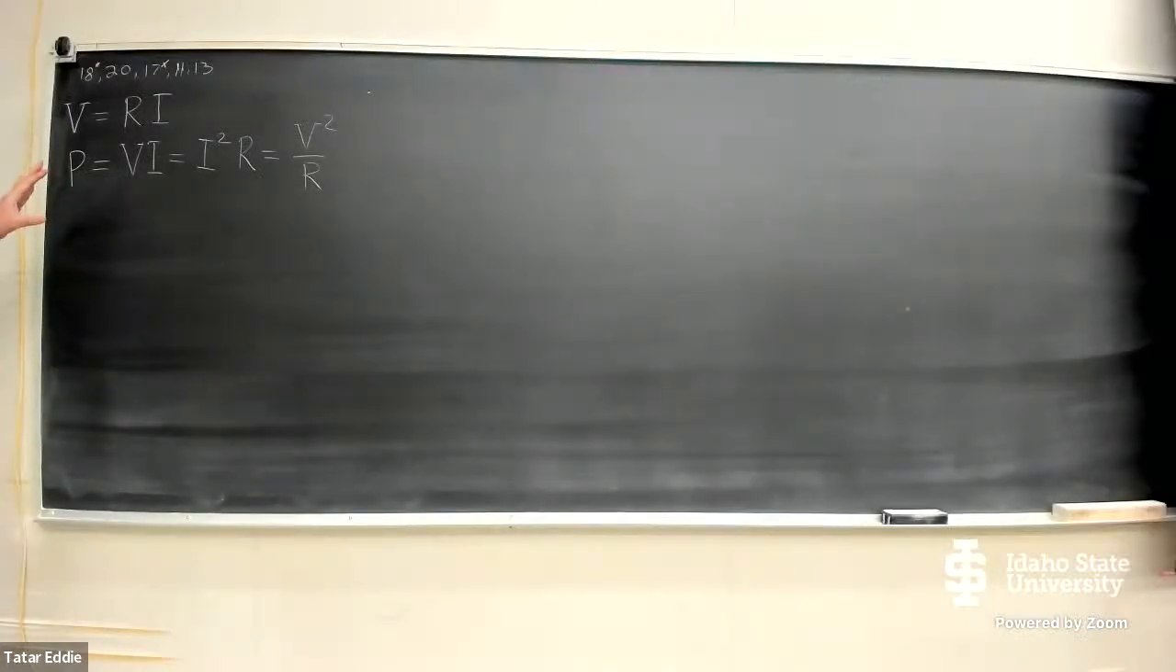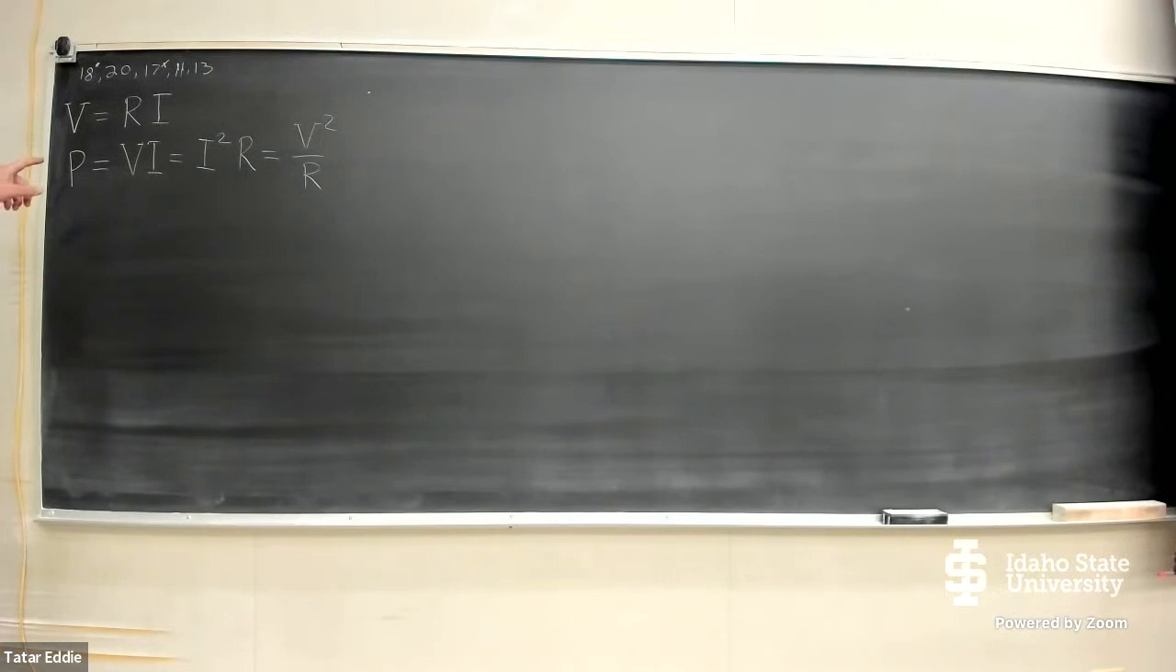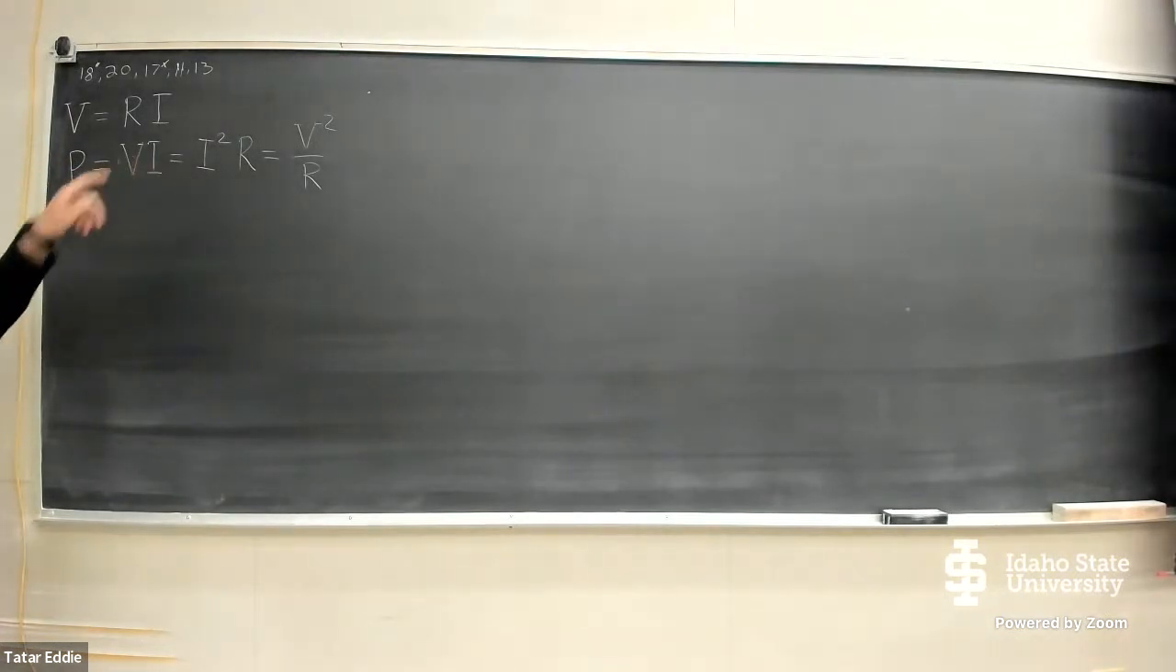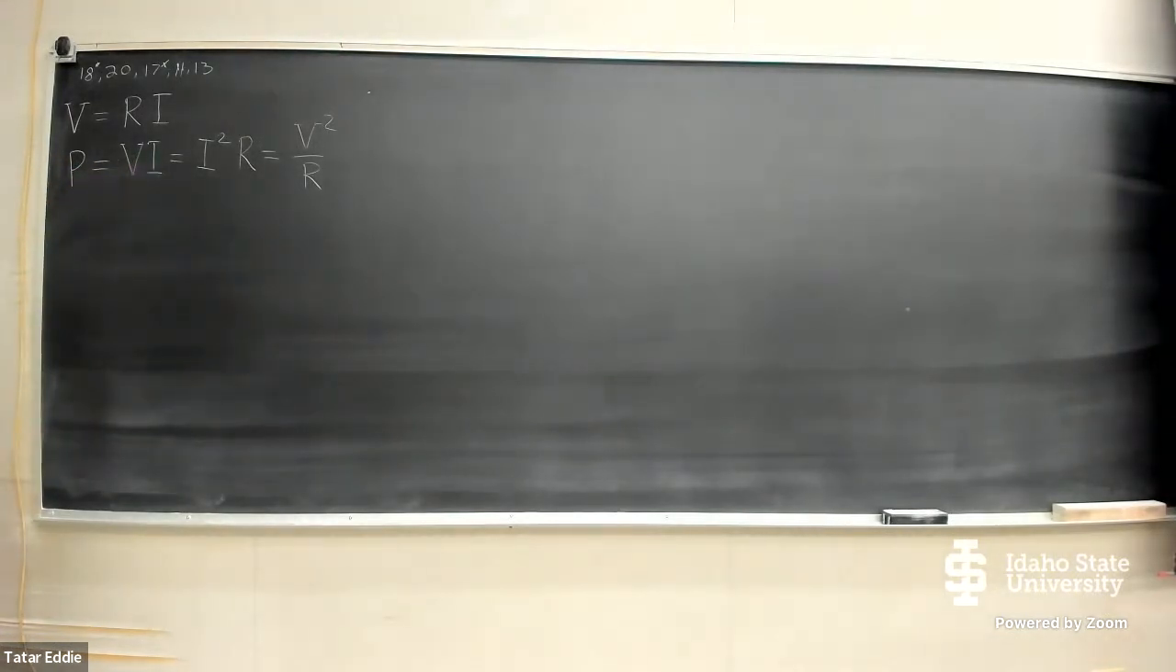Similar formulas work for average power in the case of an AC circuit. You just have to substitute the voltage and the current with the RMS values. So I'm not going to write the same formulas. You just keep that in mind.